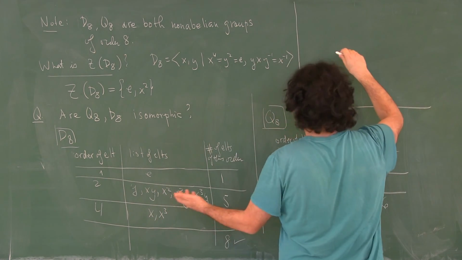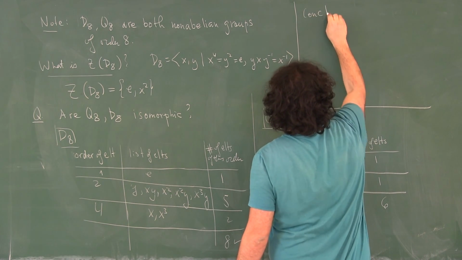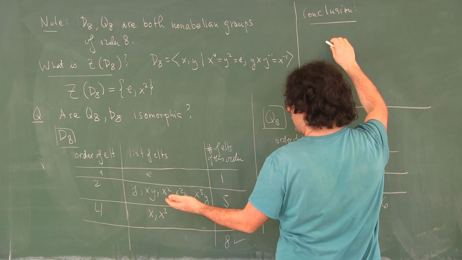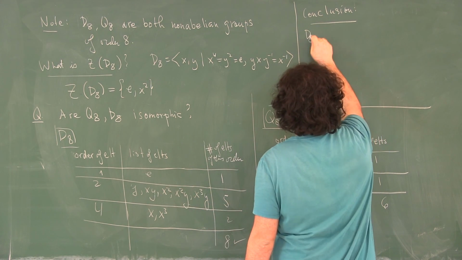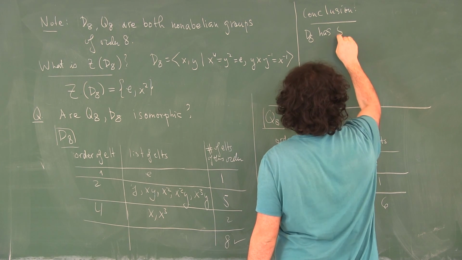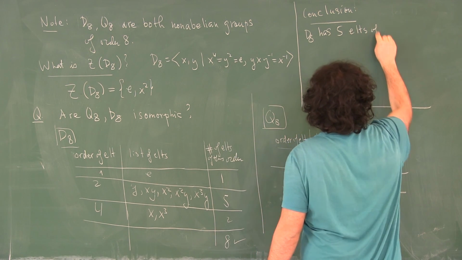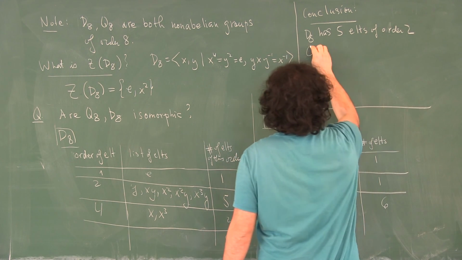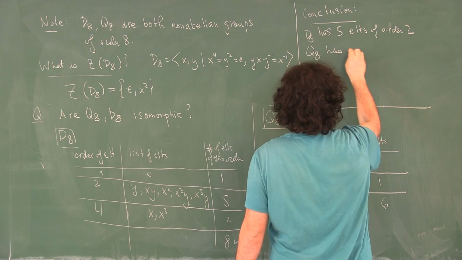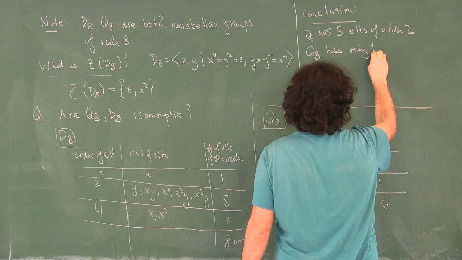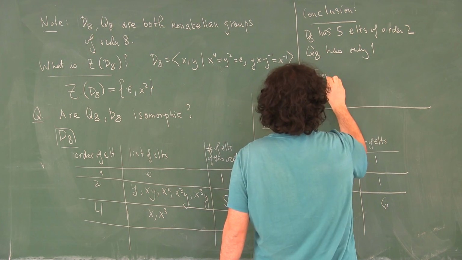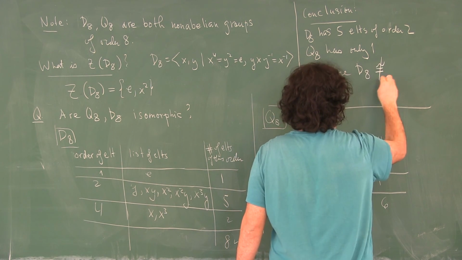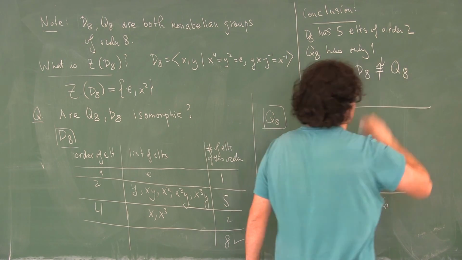So, conclusion: for example, we can say D8 has 5 elements of order 2. Q8 has only 1. Therefore, D8 is not isomorphic to Q8.